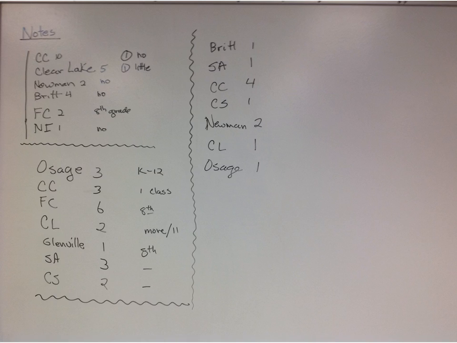And these are notes from the students that attended. Okay. First session: 10 from Charles City, 5 from Clear Lake, 2 from Newman, 4 from Britt, 2 from Forest City, 1 from North Iowa. How much technology? Very little, very little, very little, none, a little bit in 8th grade, no. And then you can see the same thing. Osage is doing something K through 12. Charles City has that one class, the same one mentioned up here, and so forth. So that was the first session there.